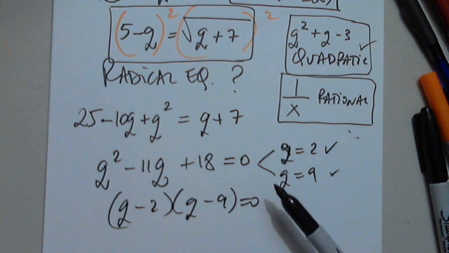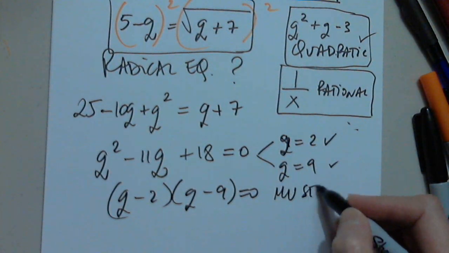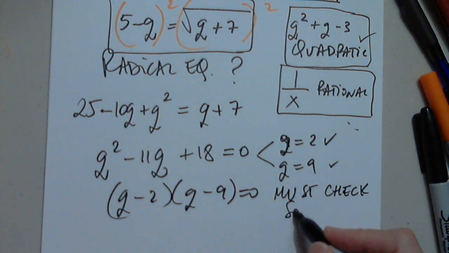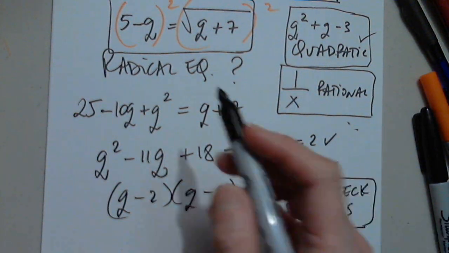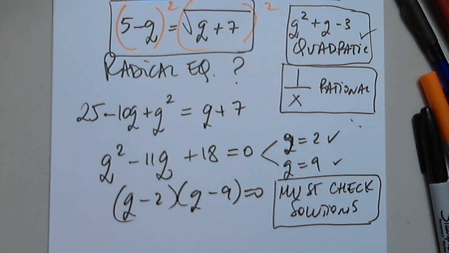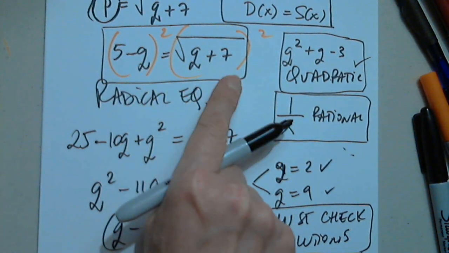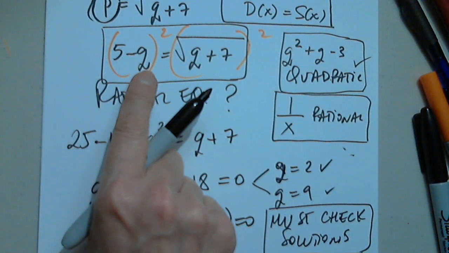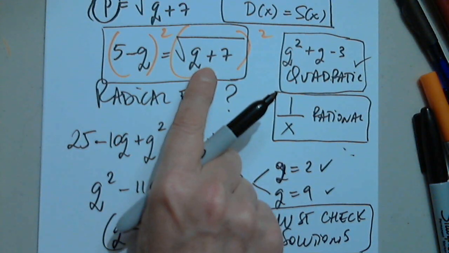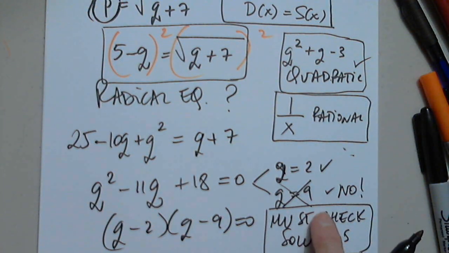Okay. The next thing that we need to do, every time we square both sides, we must check solutions. It's absolutely mandatory to check solutions when we square or cube or whatever, but especially when we take both sides to an even power. So when I put in 2, this is 3 and this is 3. But when I put in 9, I'm in trouble, because 5 minus 9 is negative 4. A negative 4 will never equal 4. So I will say, no way, it doesn't work.